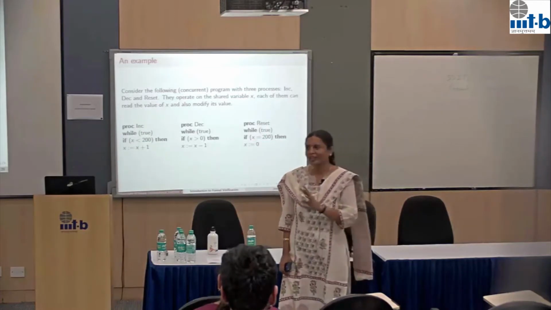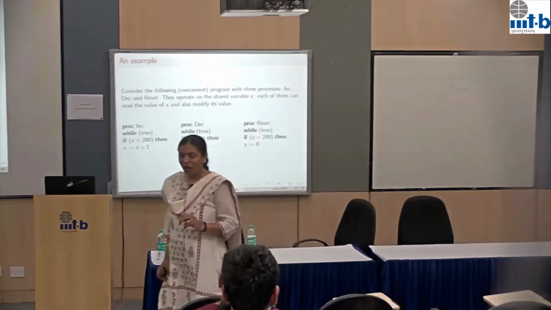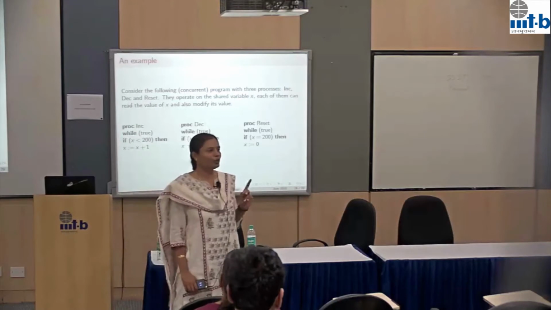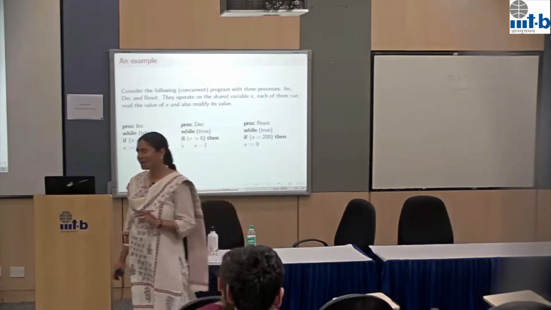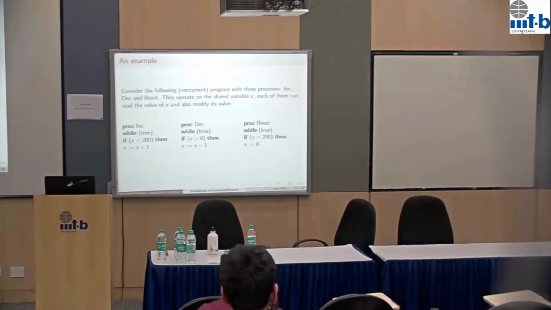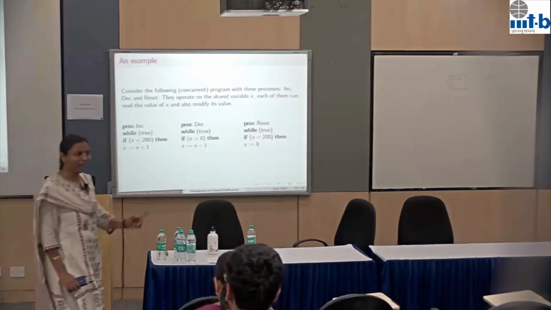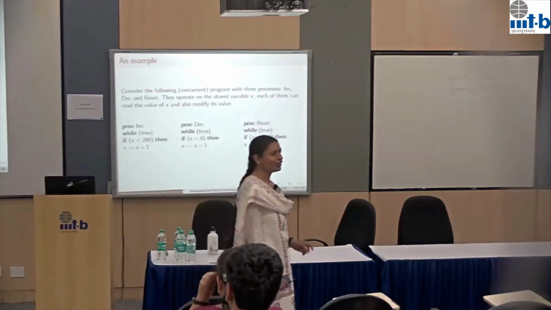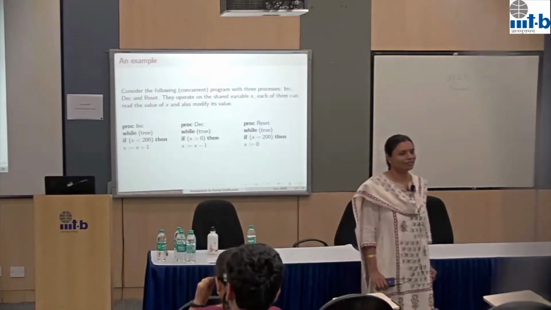So take x is equal to 200. How many conditions will be true in this case? Which processes will pass the conditions? Second and third will pass. So both are ready to begin. My condition is true. My condition is also true. Each process will think that way, right? Both processes will pass the condition. Now can you tell me which execution will cause a violation?